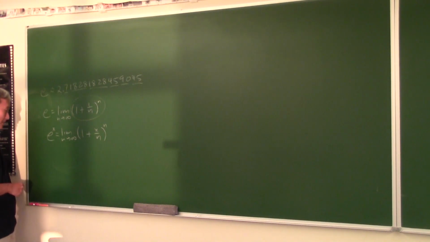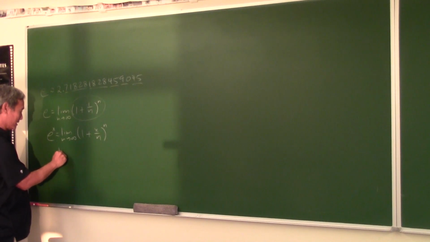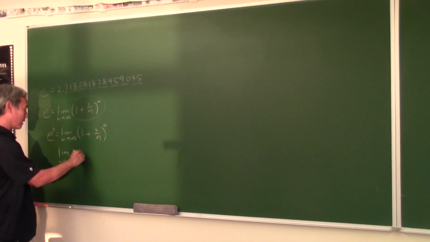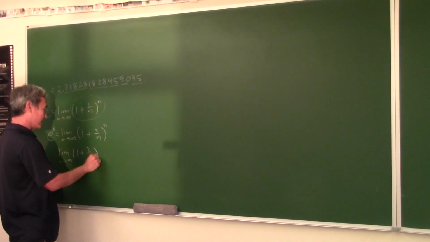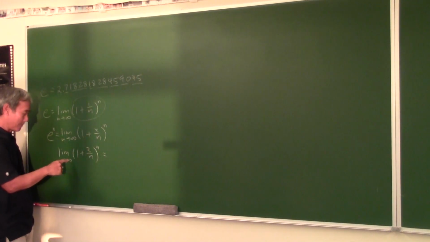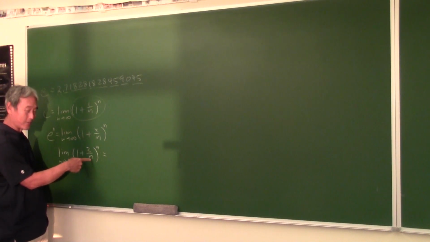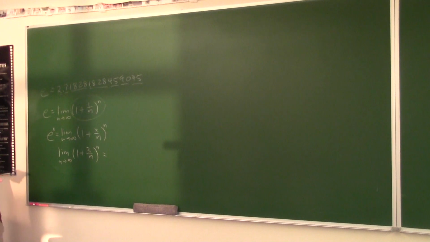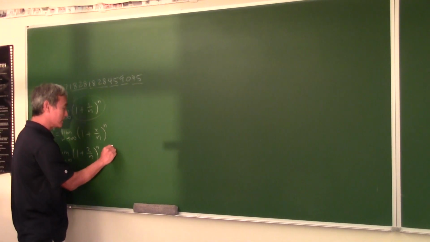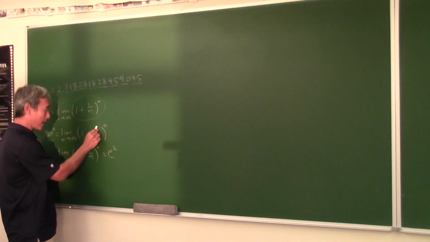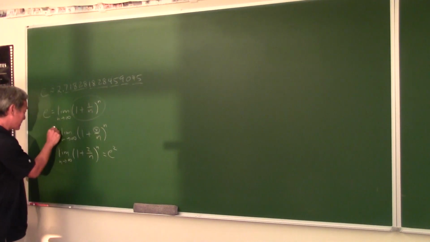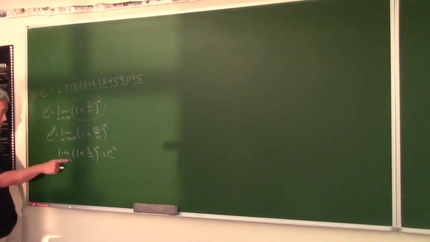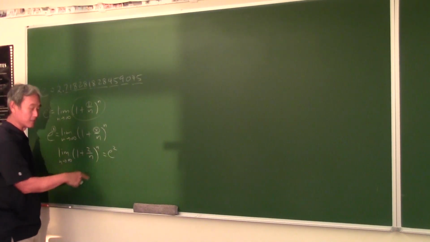So, let me give you an example. What if I give you this problem? What is the limit as n approaches infinity of 1 plus 2 over n to the nth power? What would happen if you plug in bigger and bigger numbers for n, like a million, a billion, a trillion? These numbers are going to get closer to what number? Well, the answer is e to the 2. See? Whatever number is up here, that's the power of e. Just like over here, since that's a 1, then it's going to be e to the 1. But this one is 2, so that's why it's e to the 2.